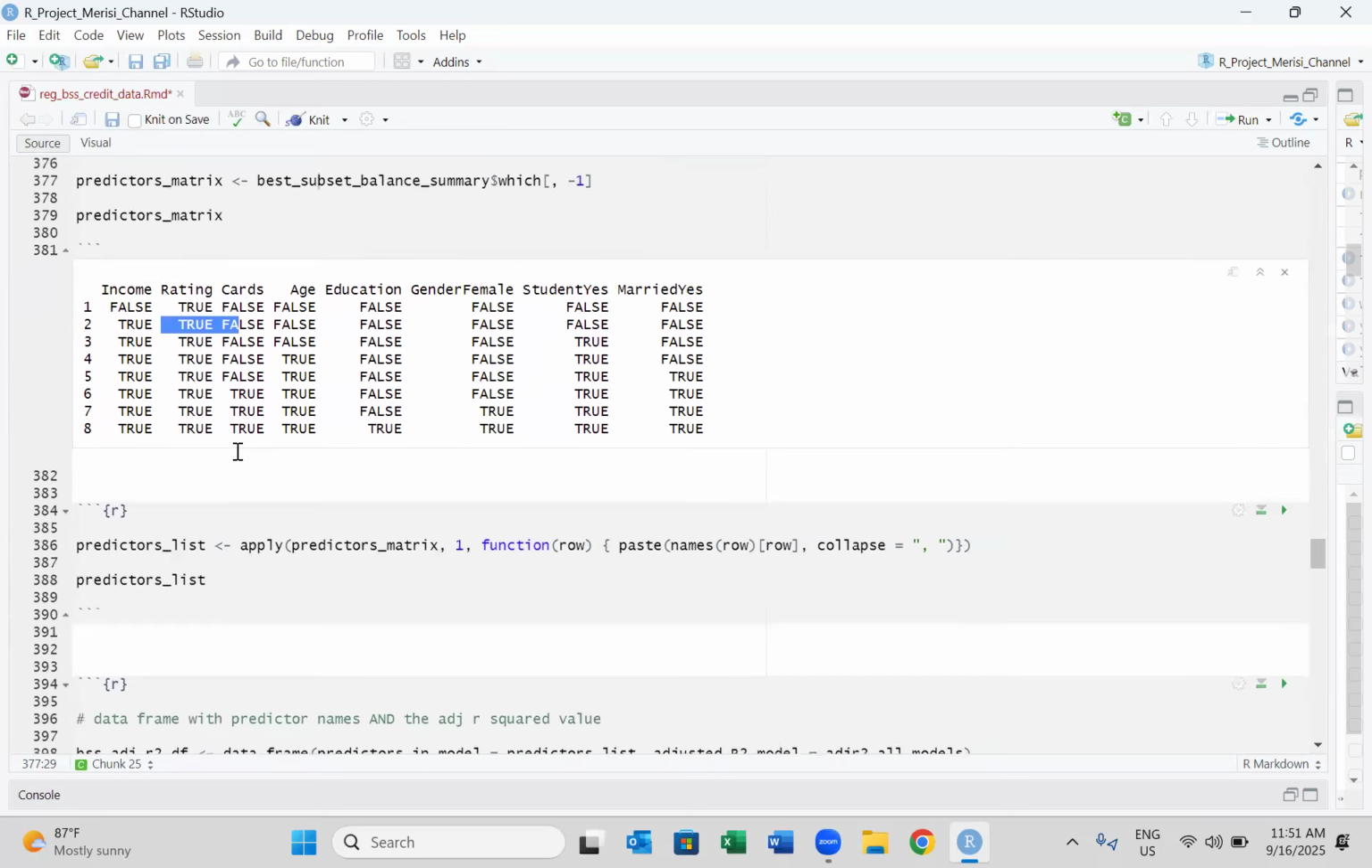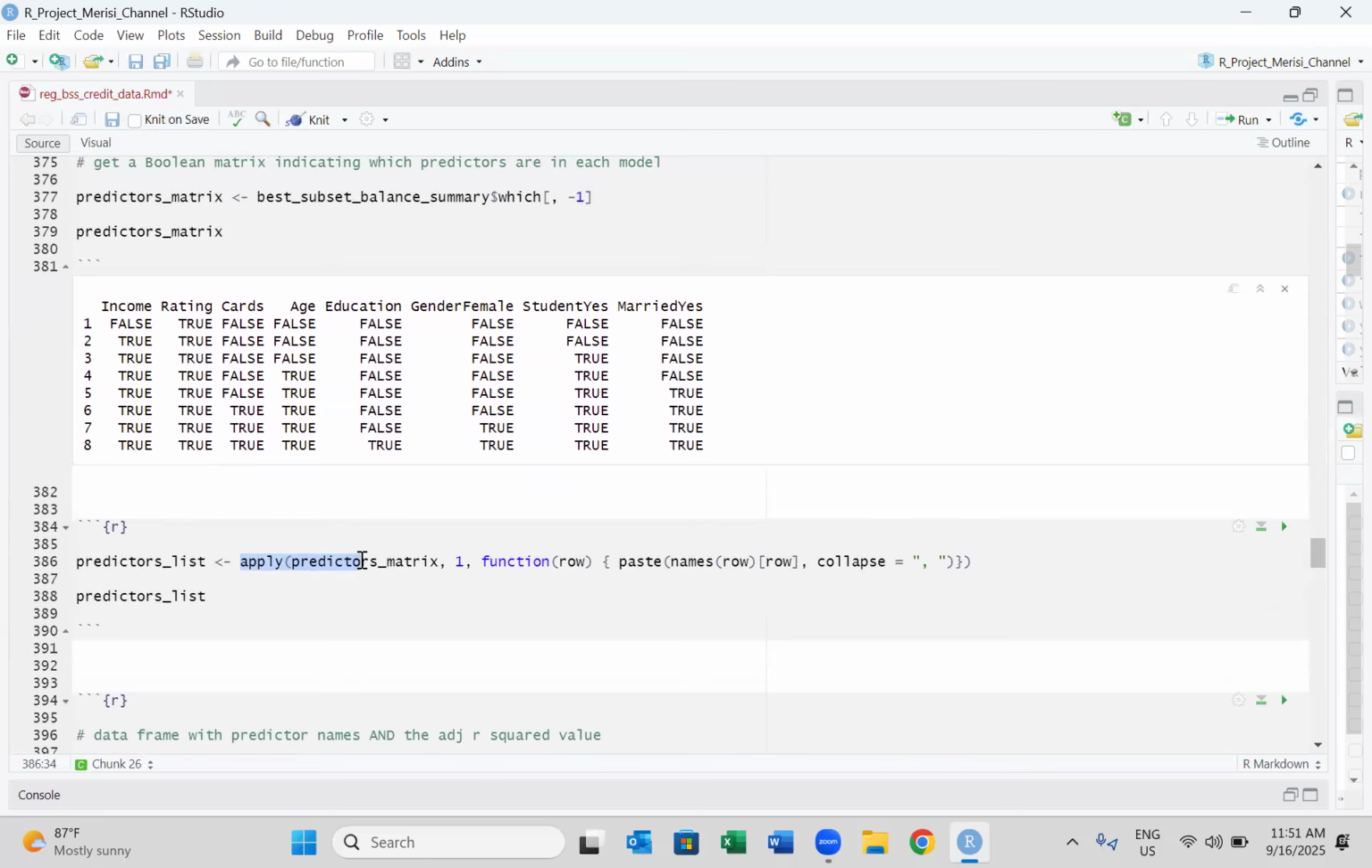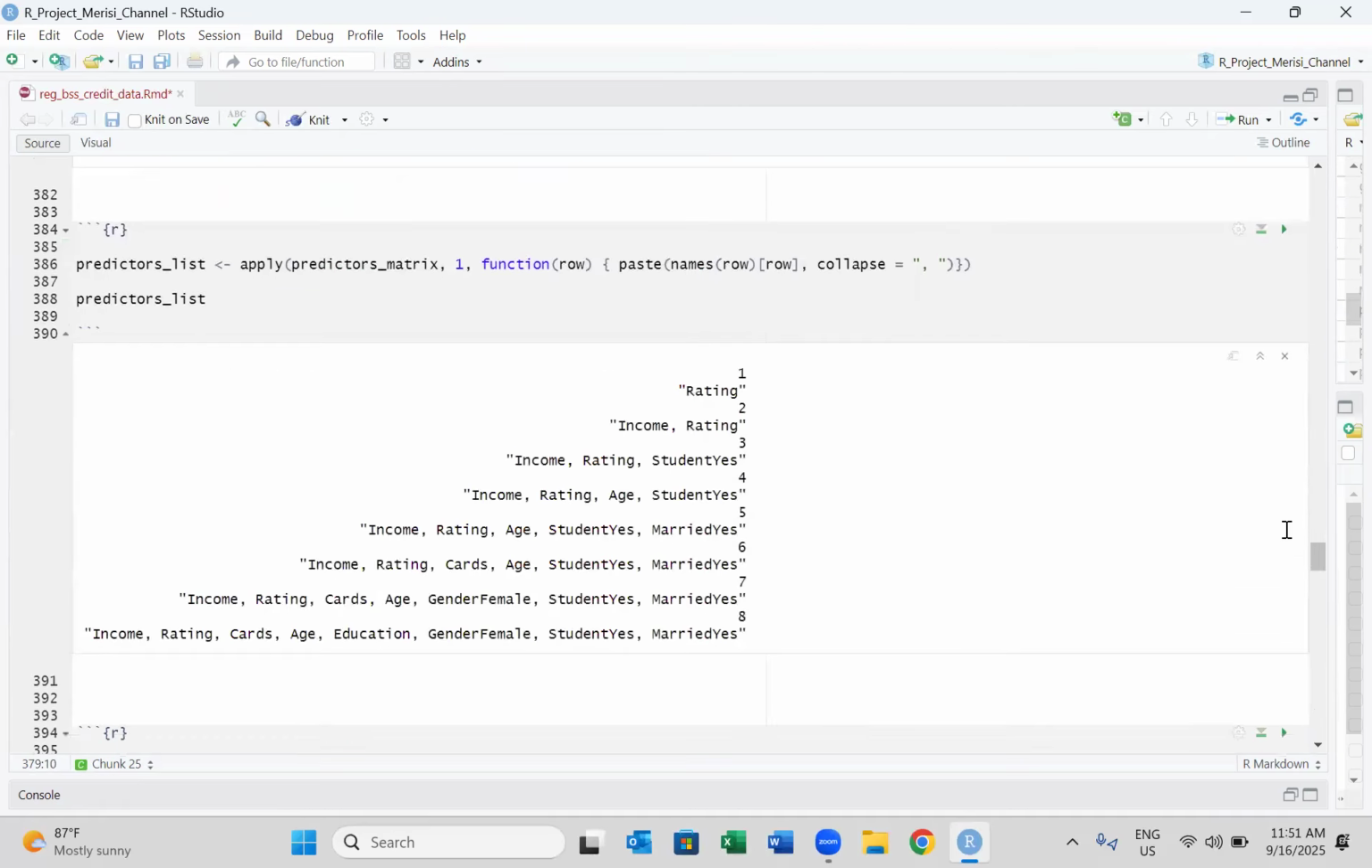Now I use this matrix. With the following line of code, I select the names of the predictors with the TRUE value in this matrix. Okay, and sure enough, let's execute that and take a look at the output. As you can see, we're able to retrieve the names: the name of the predictor in the best equation of size 1, the names of the 2 predictors in the best equation of size 2, and so on and so forth.